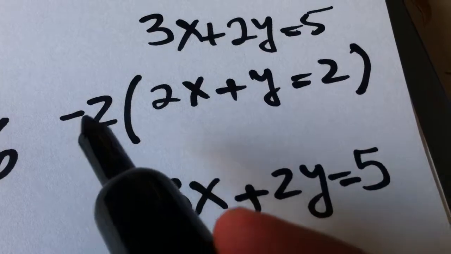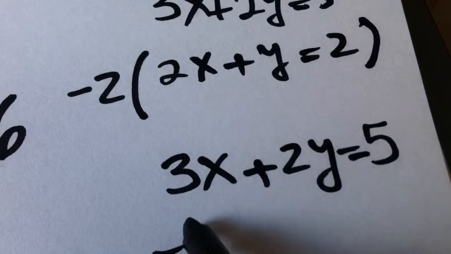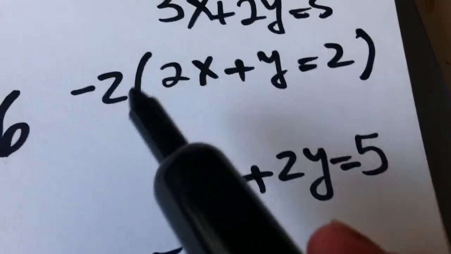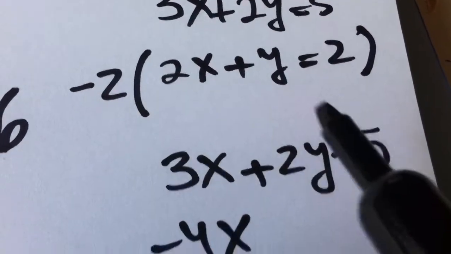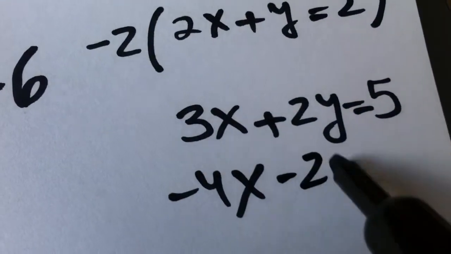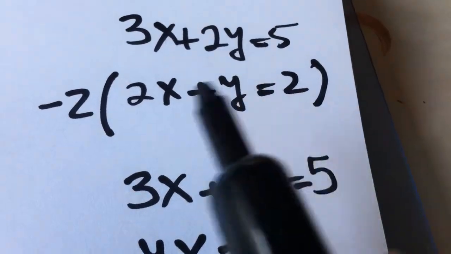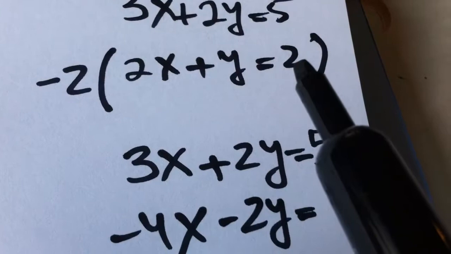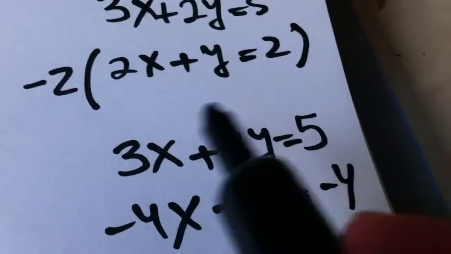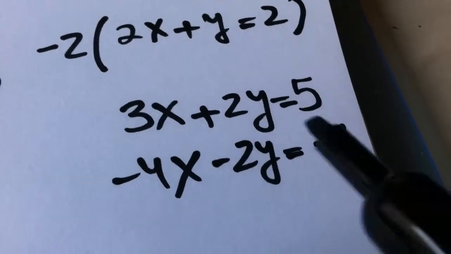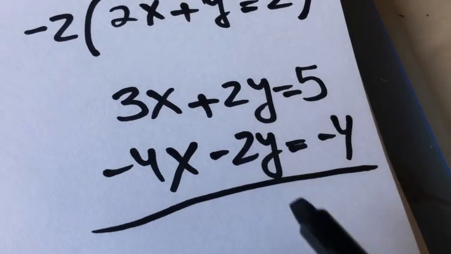And the second one, negative 2 times 2x is negative 4x. Negative 2 multiplied by positive y, well, I'll get a negative 2y. So I'll have a negative 2y. And don't forget the last constant, negative 2 multiplied by 2 is negative 4. So now I will add these numbers together. Each column gets added together.